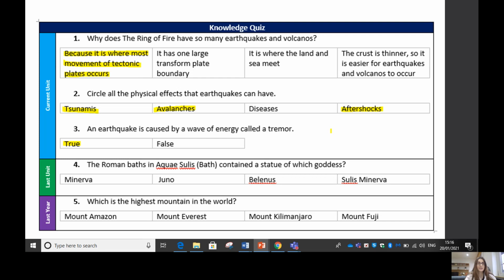Okay, from our last unit, the Roman baths in Aqua Sulis contained a statue of which goddess? We have Minerva, Juno, Belenus, or Sulis Minerva. Pause me now.